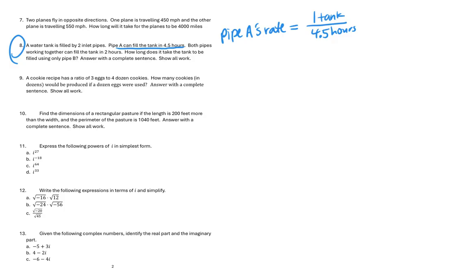So pipe B's rate is what we're looking for. That's our unknown. And then I know that their combined rate is 1 tank per 2 hours. So I know that, so then I need to fill this all in.